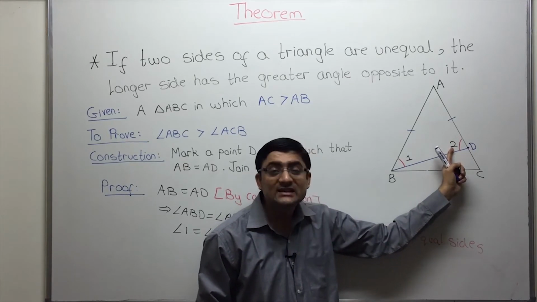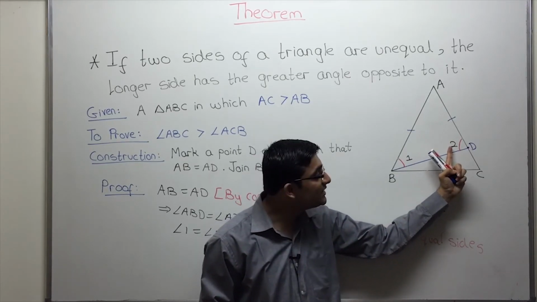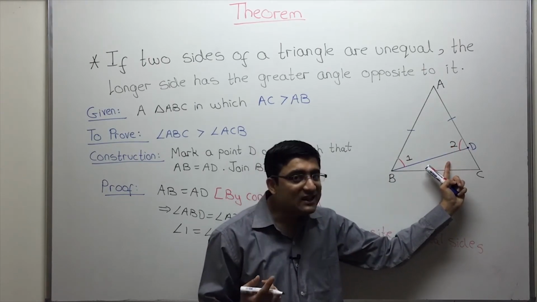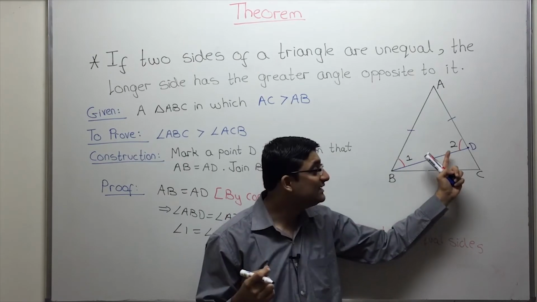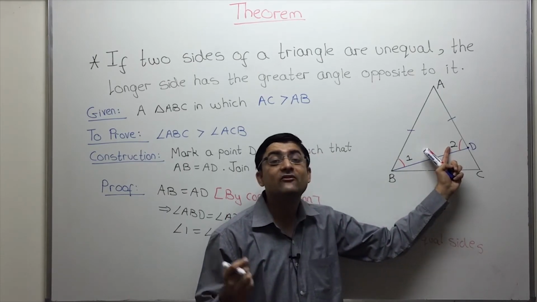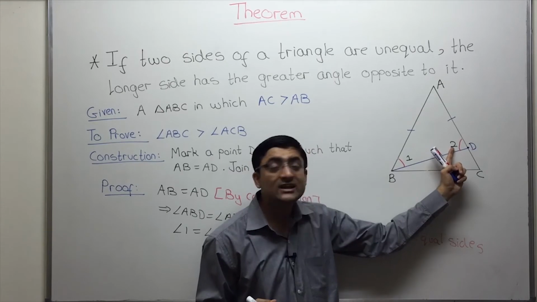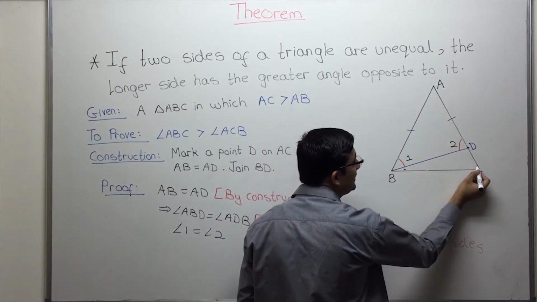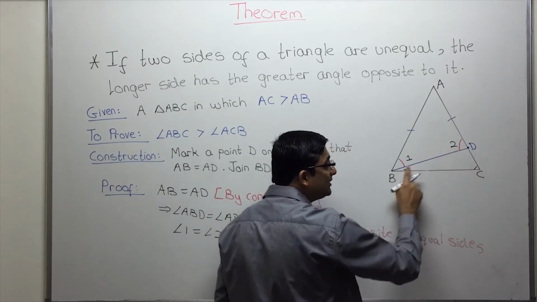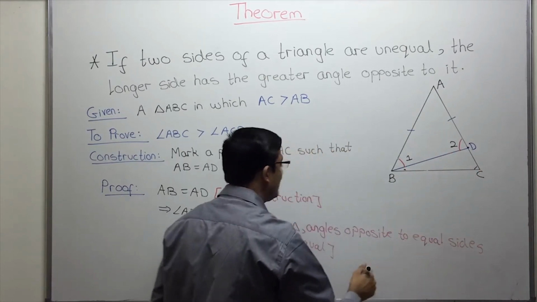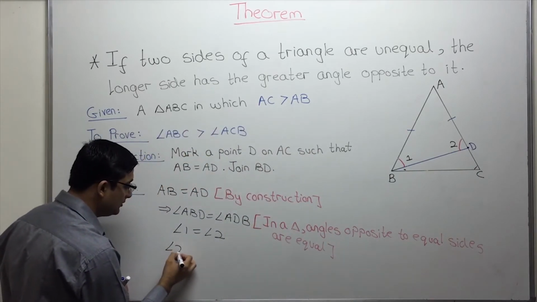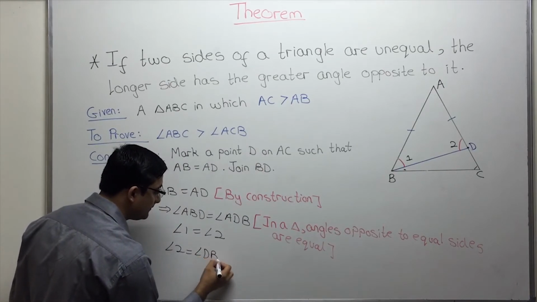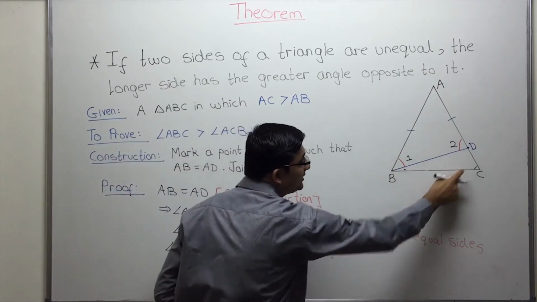So angle 2 is an exterior angle to this triangle. I repeat, angle 2 over here is an exterior angle to triangle BDC. So what is the exterior angle property of a triangle? In a triangle, the exterior angle is equal to the sum of the interior opposite angles. So what are the interior opposite angles for this? Interior opposite to this angle are this angle and this angle over here. So angle 2 is equal to angle DBC plus angle DCB.